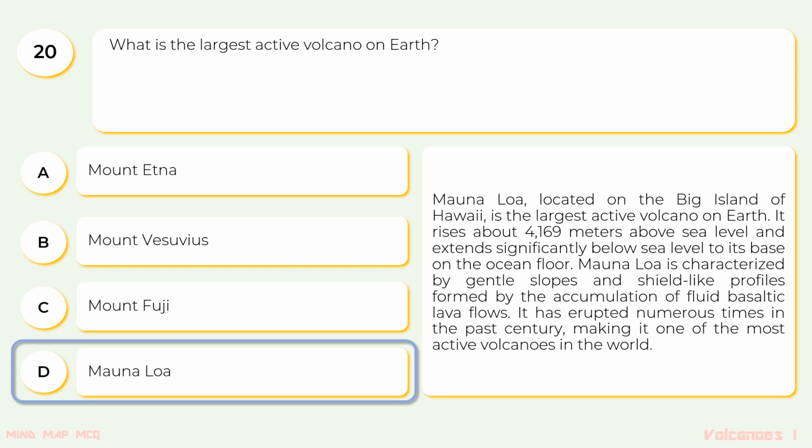It rises about 4,169 meters above sea level and extends significantly below sea level to its base on the ocean floor. Mauna Loa is characterized by gentle slopes and shield-like profiles formed by accumulation of fluid basaltic lava flows. It has erupted numerous times in the past century, making it one of the most active volcanoes in the world.